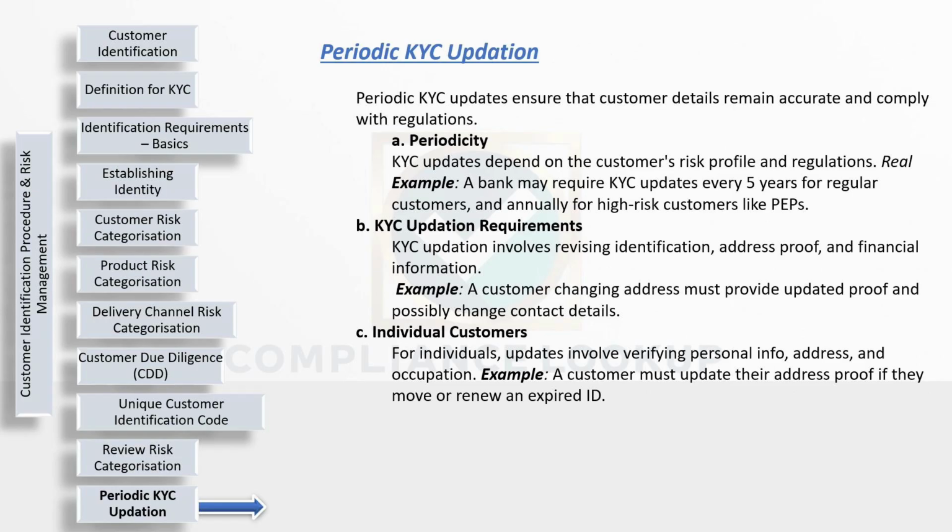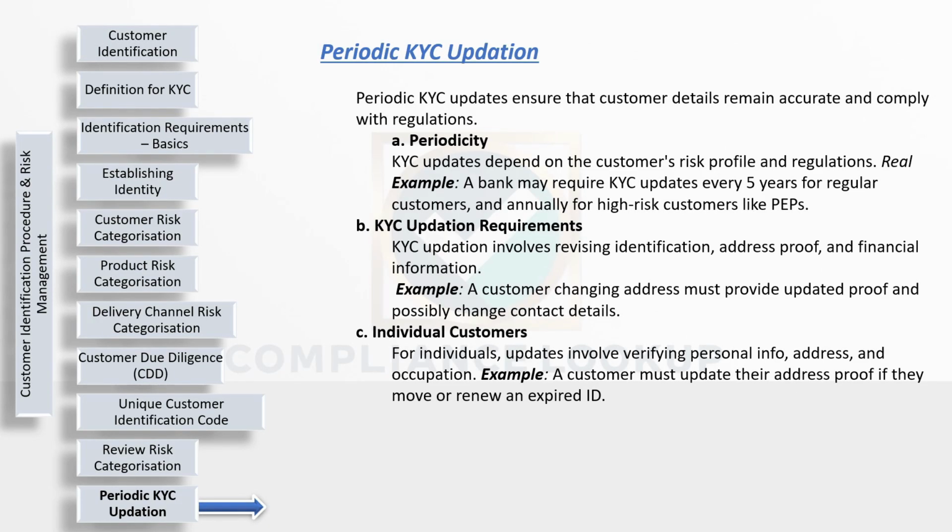C. Individual customers. For individual customers, periodic updates involve verifying personal information, address, and occupation to ensure they are accurate. Example: a customer needs to update their proof of address if they change residences and provide a new photo ID if their previous ID expired. D. Customer other than individuals. For non-individual customers like companies, partnerships, the KYC process involves verifying the company's registration details, owners, directors, and business activities.